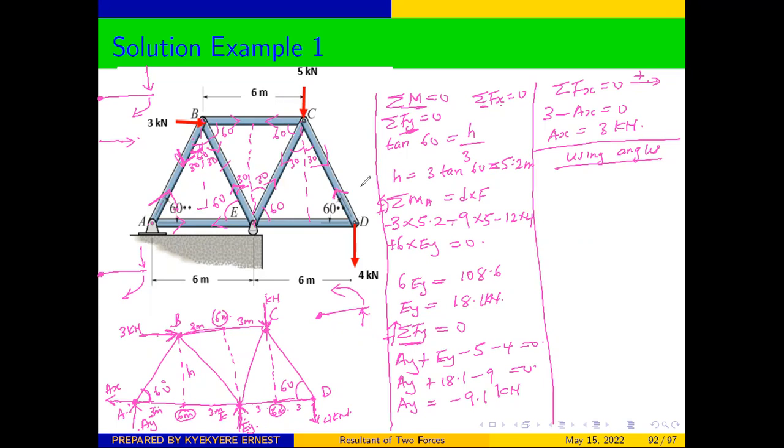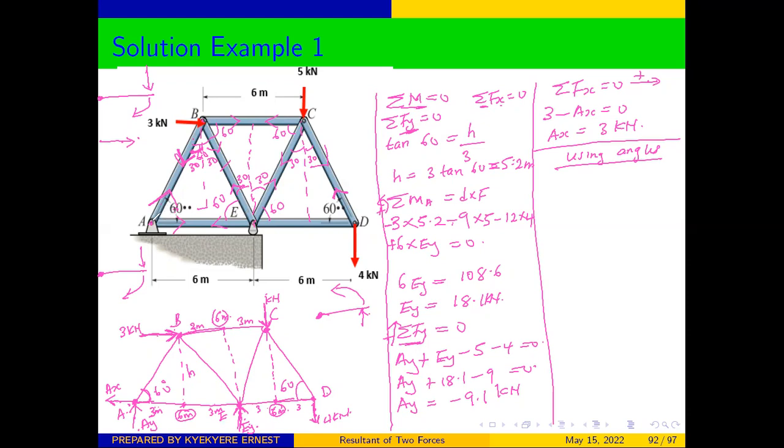Once we are done indicating our directions, then the next thing is to analyze the joints one after the other. We are going to dismember the whole truss system and analyze each joint one after the other. However, take note, anytime you are analyzing, you should always start with the joint with the maximum of 2 unknowns.